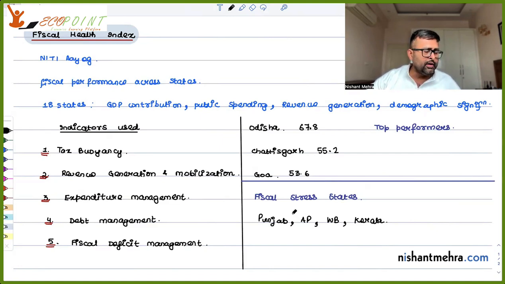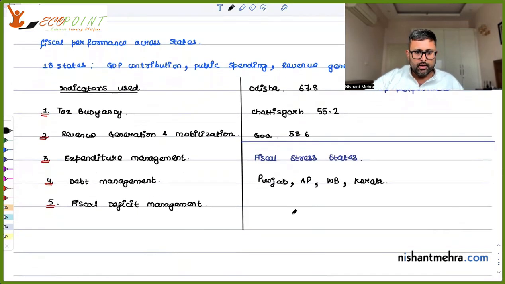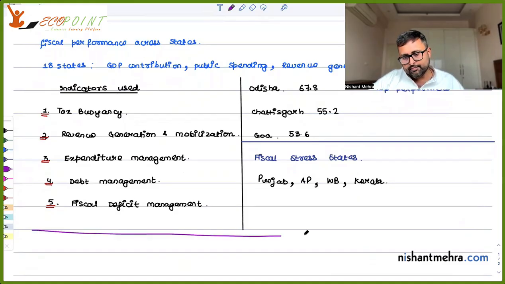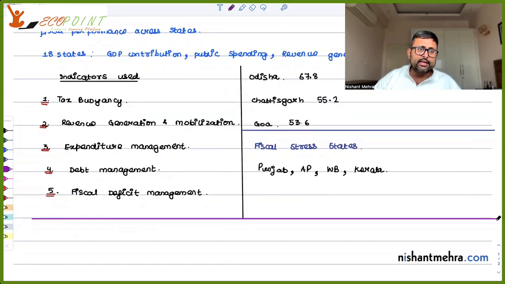So now understand this, that this index is going to be useful enough. And how are we saying that what is the utility of this index? So you look at this. So one state can learn from the other state. So for example, maybe West Bengal can learn from Odisha. It can learn from other top performers. So how they have achieved what they have achieved, right?